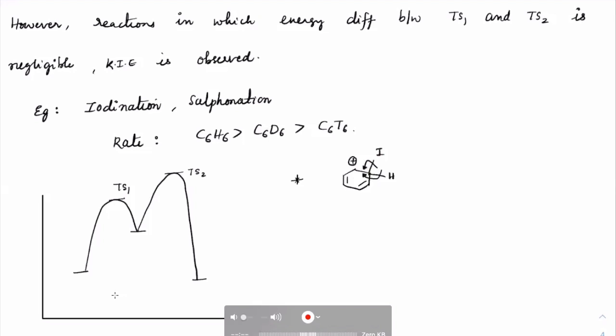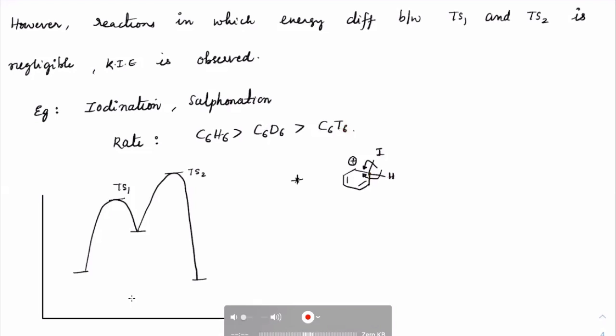Clear? So when the dilemma comes in these cases, iodination and sulfonation, where they are very weakly bonded to benzene, then the rate will be different if you take deuterium or tritium. Because now if deuterium is present instead of hydrogen, it becomes even more difficult, because protium is easier to break compared to deuterium, compared to tritium. That's why there is a difference in the rate seen. I hope the point is clear.